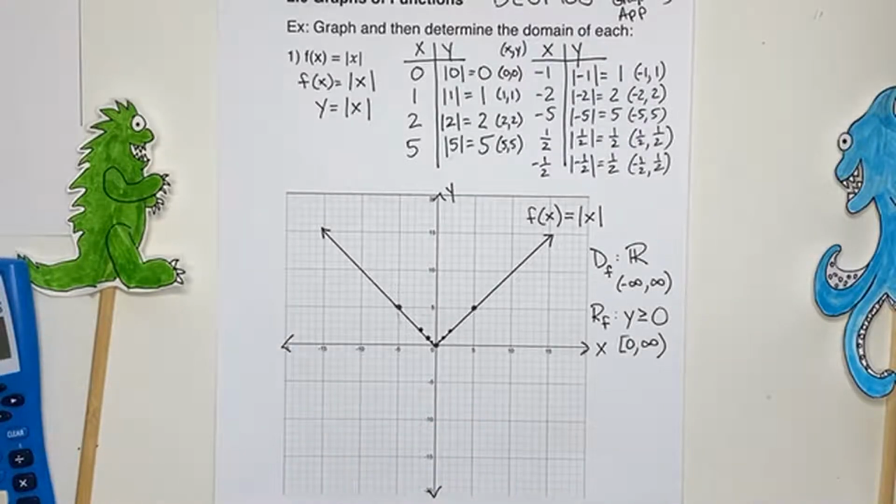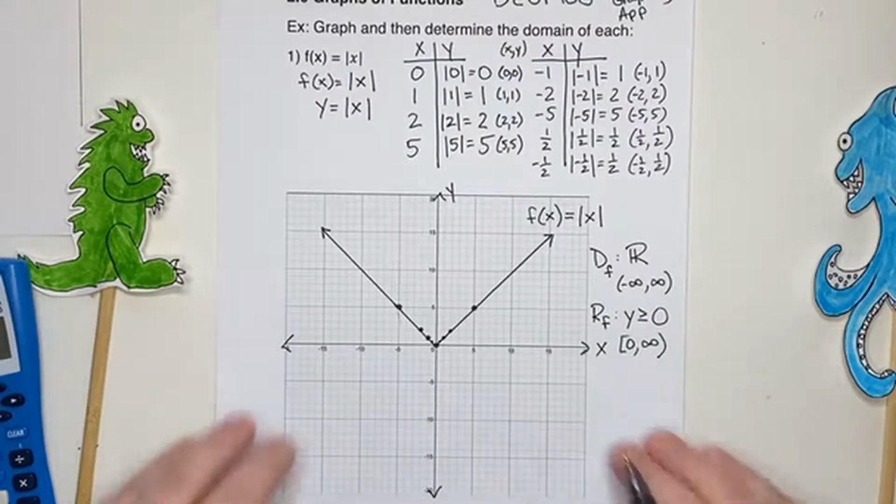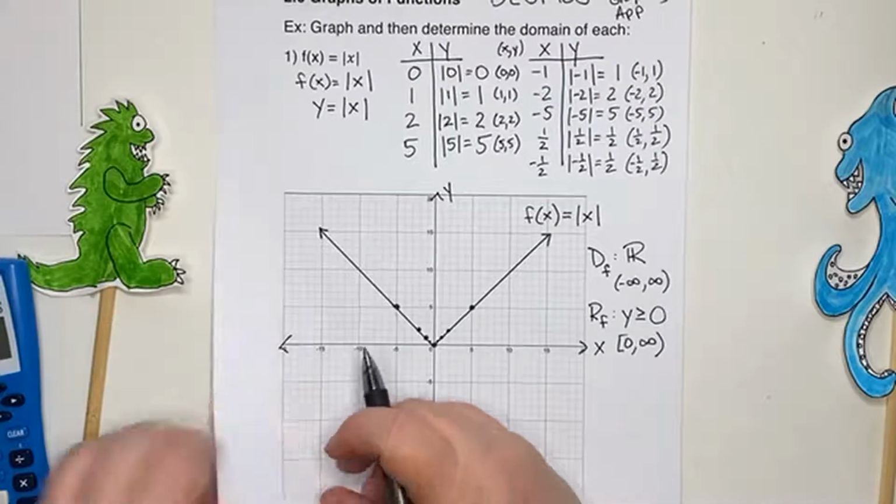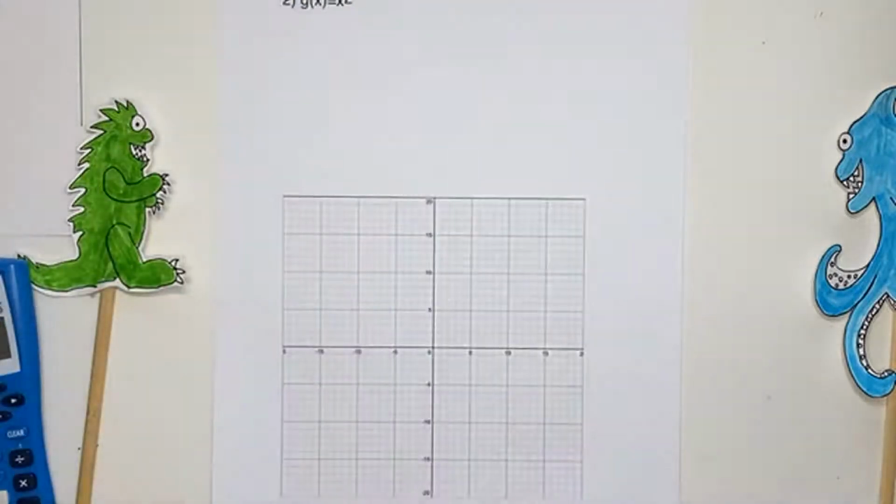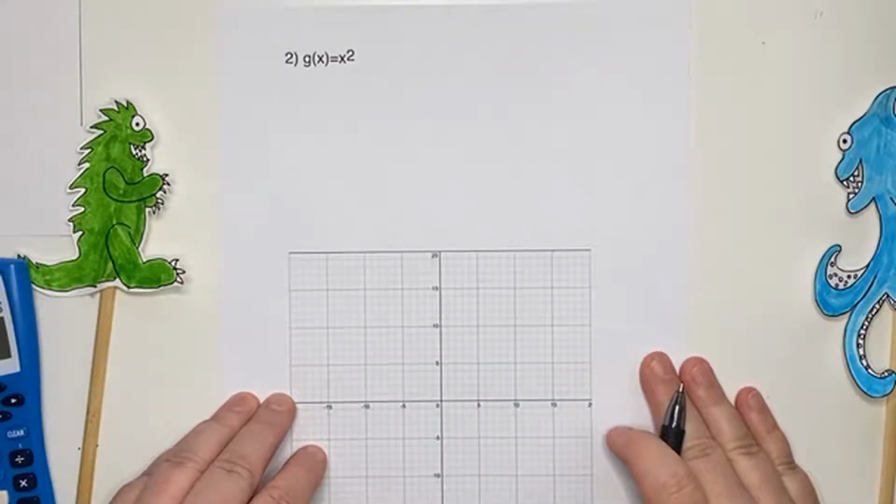What do you guys think? Woohoo. Domain and range. 1 down, 2 to go. We can do this. Okay. Another graph. Now, this is a graph I hope that you're slightly more familiar with.